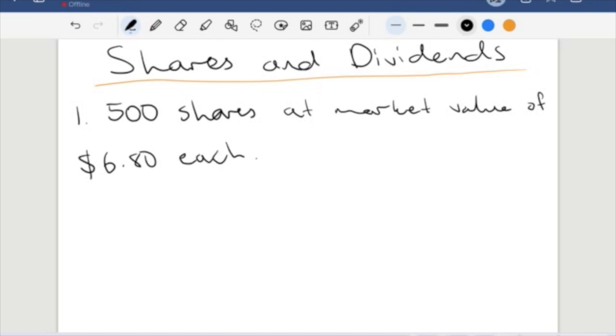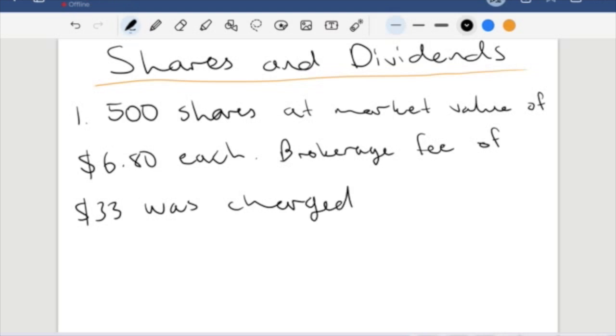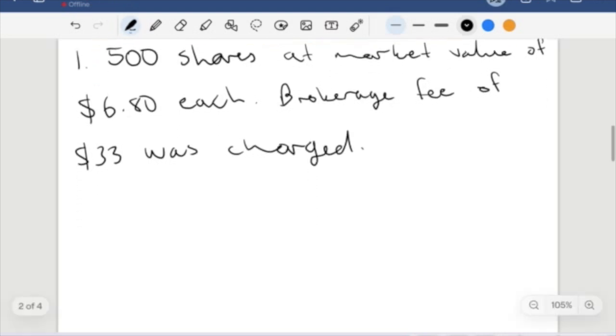And typically, when you buy stocks, there is what they call a brokerage fee that gets incurred. A fee that one of these companies, for example, in Australia we have ComSec or some other types of brokers, charge when you buy certain stocks. So let's say in this case, a brokerage fee of $33 was charged. And we want to find out the cost that this would be.